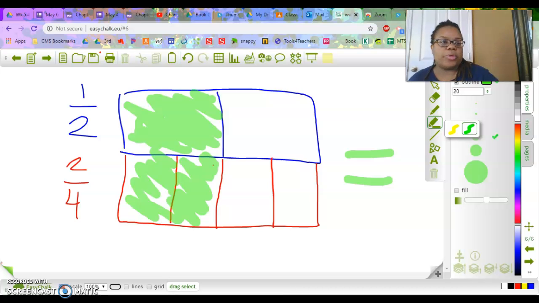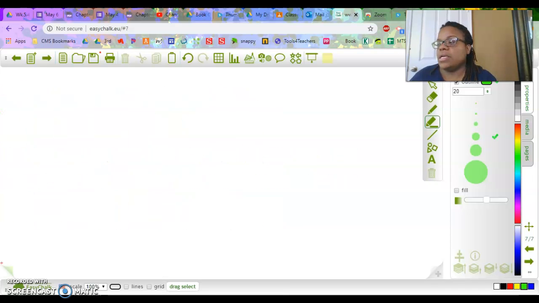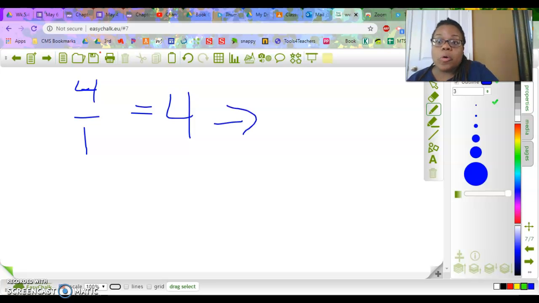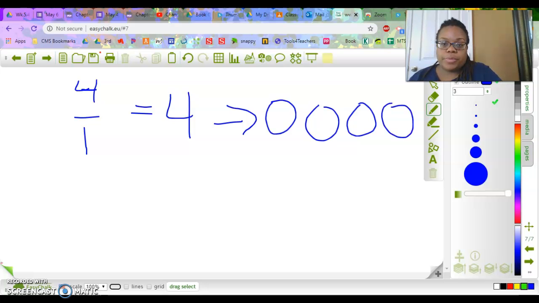The next question I want to go over is 3C. It says, is this comparison true? And so the comparison that they give me this time is 4/1 is equal to 4. So I need to, again, draw out what they are saying. So for this first image, I would show 4 whole things. 1 apple, 2 apples, 3 apples, 4 apples.